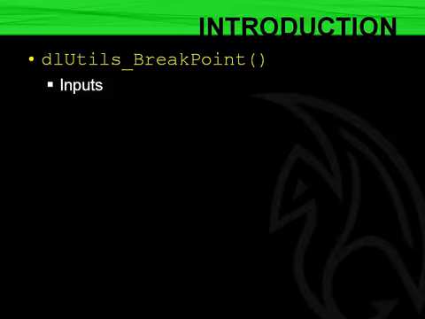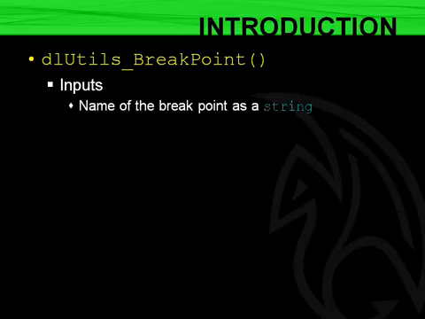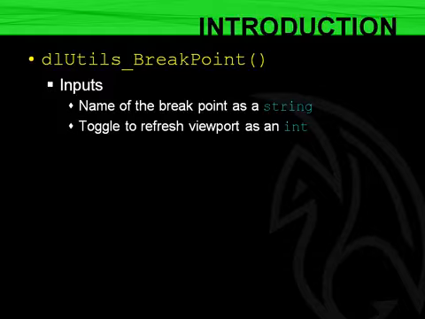So here are the inputs that it takes. In between the brackets of dlutils_breakpoint, here's what it's going to expect. First of all, the name of the breakpoint is a string. So if you have several breakpoints in your script and you want to give them different names, for example, my first breakpoint or inside the loop or something of that nature, then you put the name as the first variable. Then you can put a 0 or a 1, an integer, to toggle the viewport refresh.